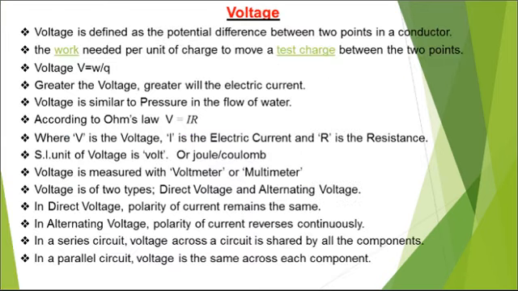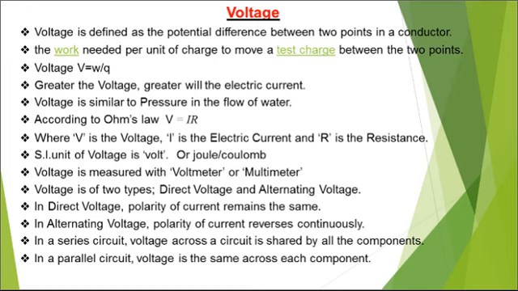First, voltage. Voltage is defined as the potential difference between two points in a conductor. Any electrical circuit consists of a number of components like resistances, diodes, capacitors and so many components. Now we have to determine the potential difference between any two points, which is called voltage.